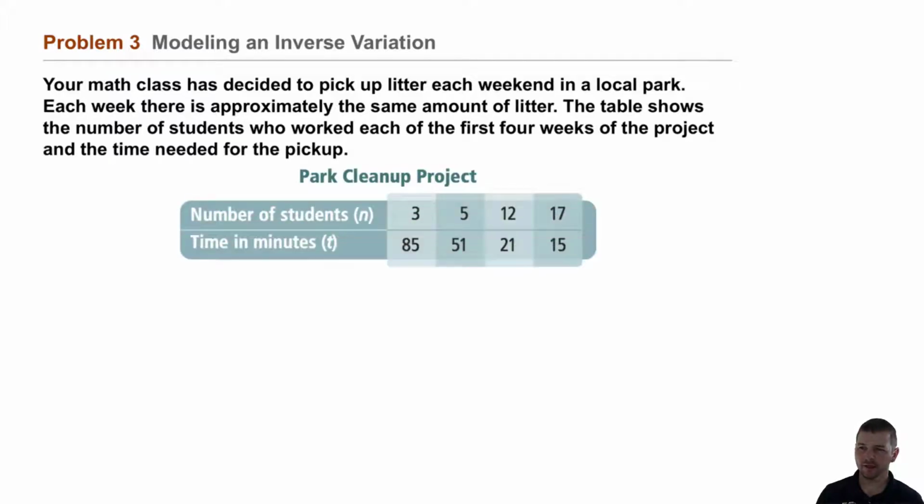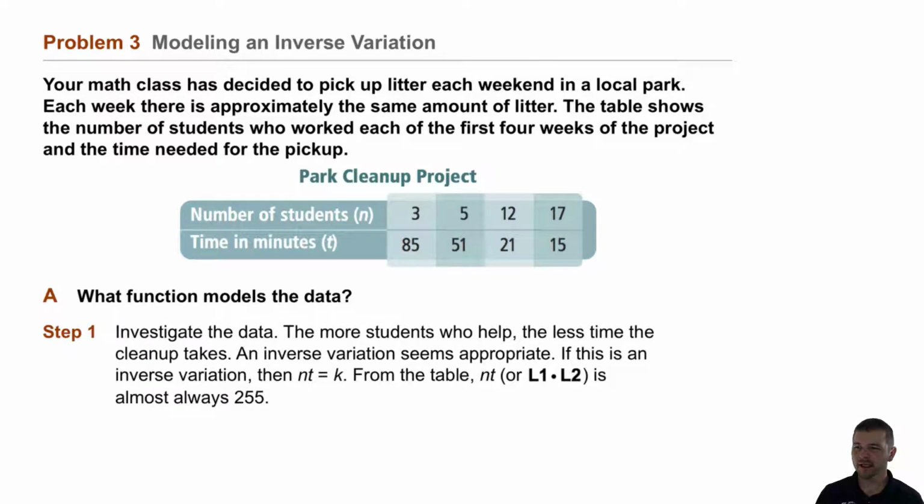Well, take note, the park cleanup project, the top row is the number of students, N: 3, 5, 12, and 17, and the bottom row, time in minutes, T: 85, 51, 21, and 15. So as you might expect, as the number of students N increases, the amount of time in minutes to clean up, T, decreases. Part A. What function models the data?